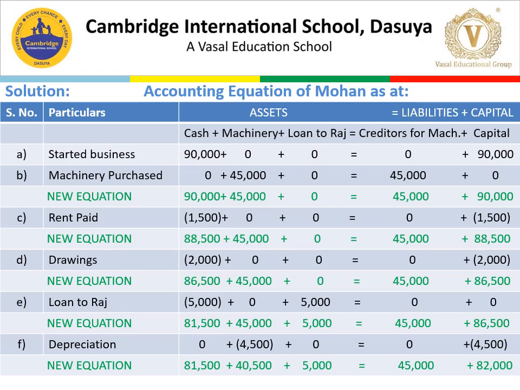So the final effect of the depreciation is to deduct 4,500 from the machinery account as well as 4,500 from the capital. The new equation would be cash, a balance of 81,500, machinery, a balance of 40,500, loan to Raj rupees 5,000, creditors for machinery 45,000, capital rupees 82,000. Both assets and liability side are equal.